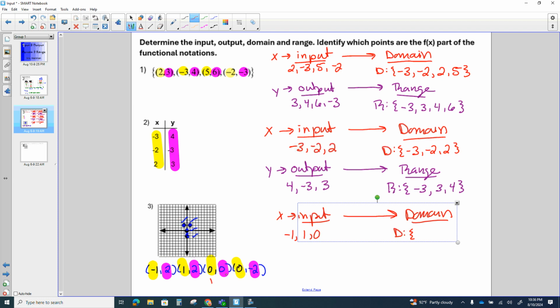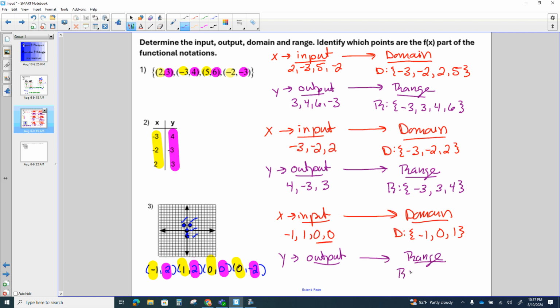And notice 0 happens twice. I'm going to write him twice here. That doesn't matter if they just ask you for input, but when they do domain, I am not going to write it twice. So when I come here, my lowest number is -1. My next number is 0. Yes, he happens twice. I don't care. I'm only going to write him once, and then I put 1. So domain is not telling you how many times you see something. It's just the numbers you see. All right, brings us to our output, also called range.